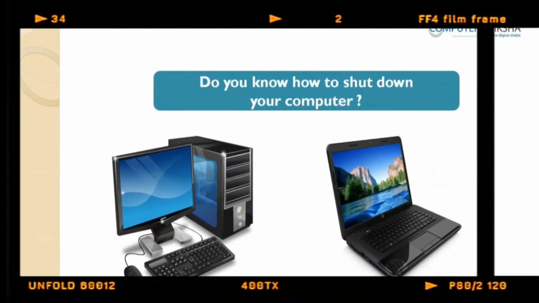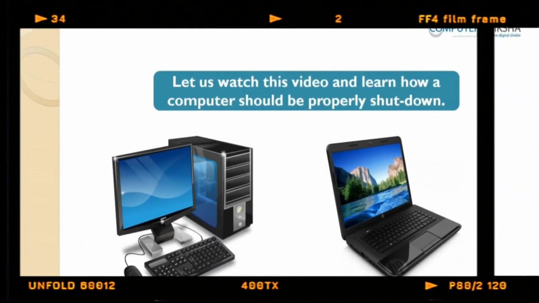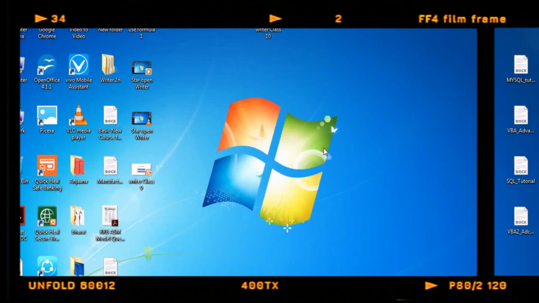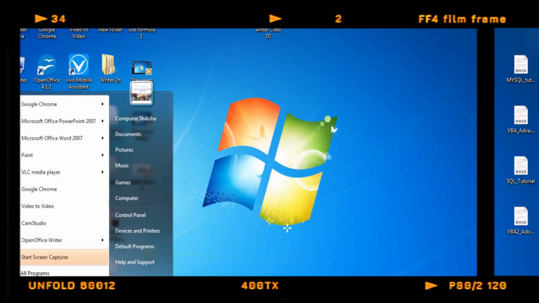So now, do you know how to shut down your computer? Let us watch this video and learn how a computer should be properly shut down. To learn in steps, you will first take your pointer to the Start button and will press the left button once on your mouse or touchpad. A box appears. In this box, you need to locate the Shut Down option and take your pointer there. And then you will click the left button once on your mouse or touchpad. This will shut down your computer.